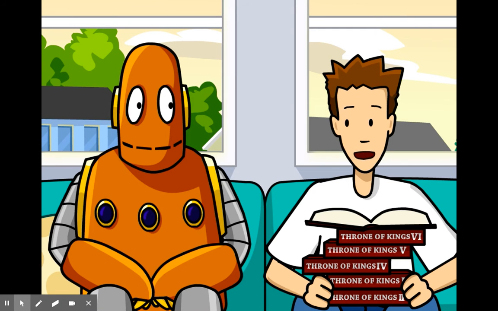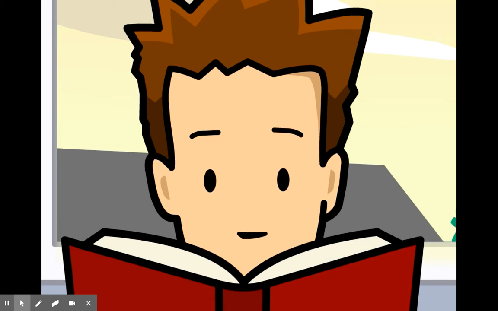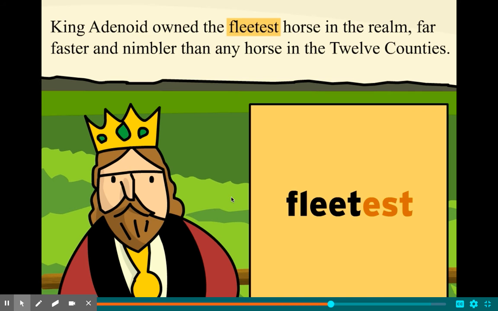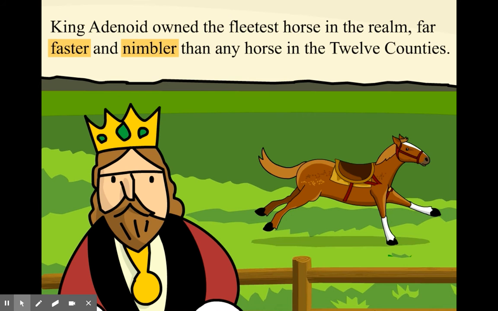You can also figure out a mystery word by looking for synonyms or words that mean the same thing. Here, take this one. King Adenoid owned the fleetest horse in the realm, far faster and nimbler than any horse in the 12 counties. Fleetest isn't a word we see too often, but let's take a closer look. First, it ends in the suffix est, like biggest, smartest, and richest. So the king's horse must be the best or most at something. But what? In the same sentence, it says the horse is faster and nimbler than anyone else. Those are the synonyms we're looking for. It's the fastest and nimblest horse in the kingdom.